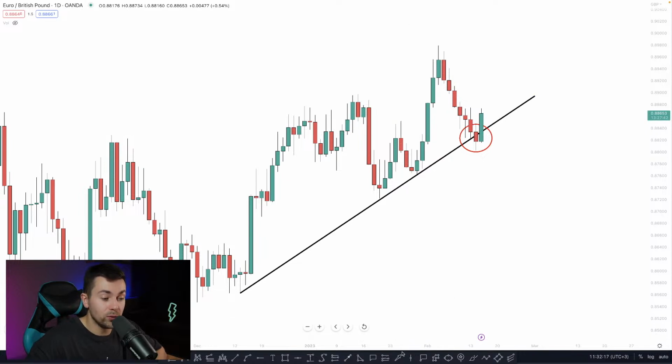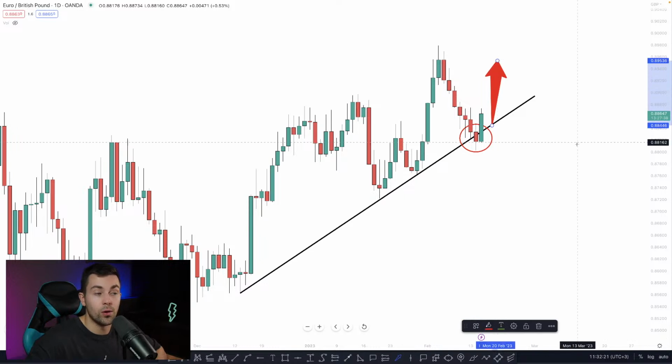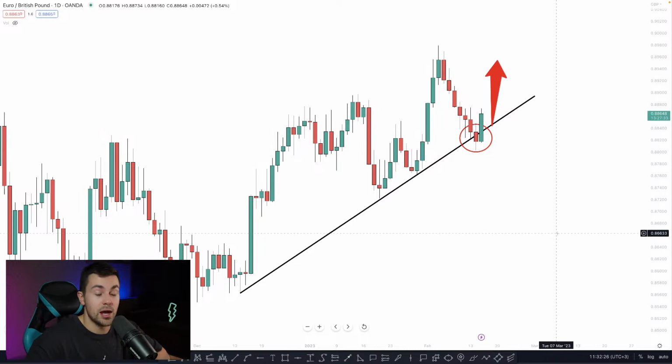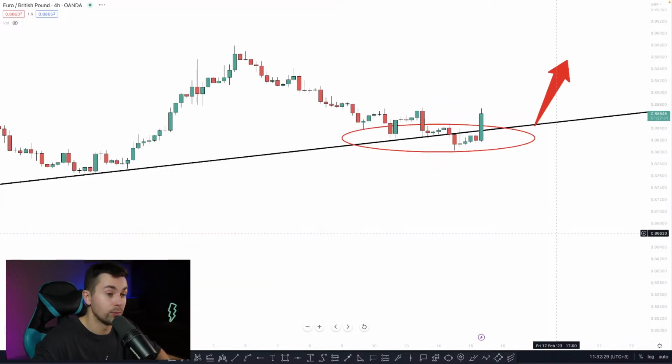I still remain bullish biased on European, and I think that this one may go higher. So far, I do expect a bullish movement to that resistance. So far, very bullish bias.